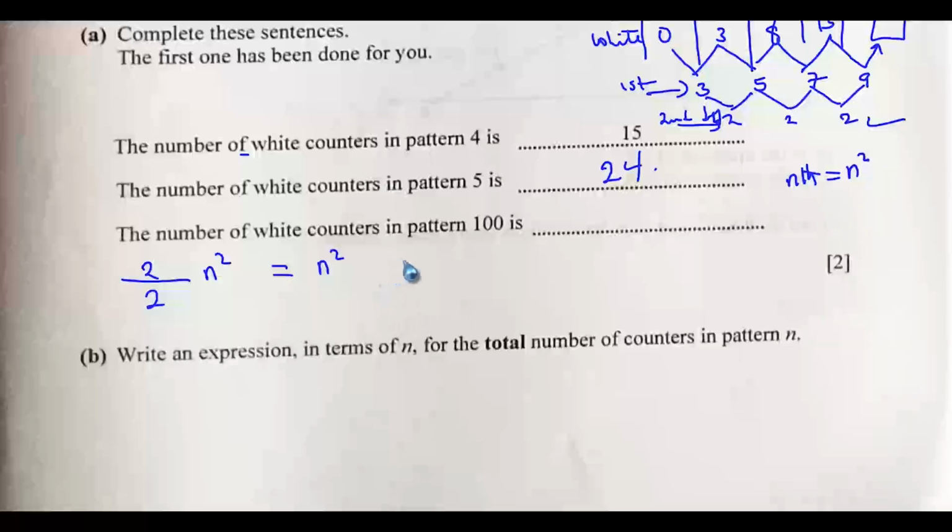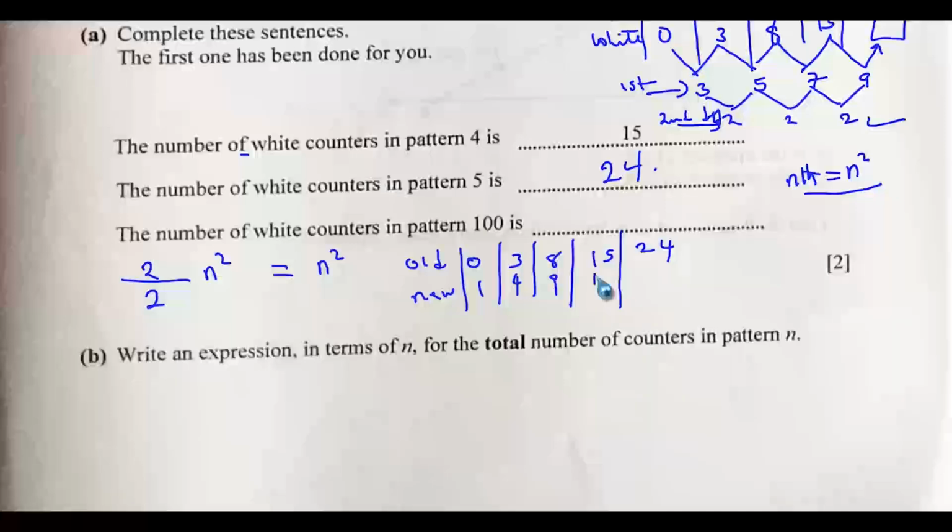So let me write the initial sequence, or the old sequence, which is 0, 3, 8, 15, and 24. Okay, so this is the old. The new sequence will now be from this, when the nth term is n squared. So that is 1 squared, which will be 1. 2 squared will be 4. 3 squared will be 9. Then 4 squared will be 16, and 5 squared will be 25.